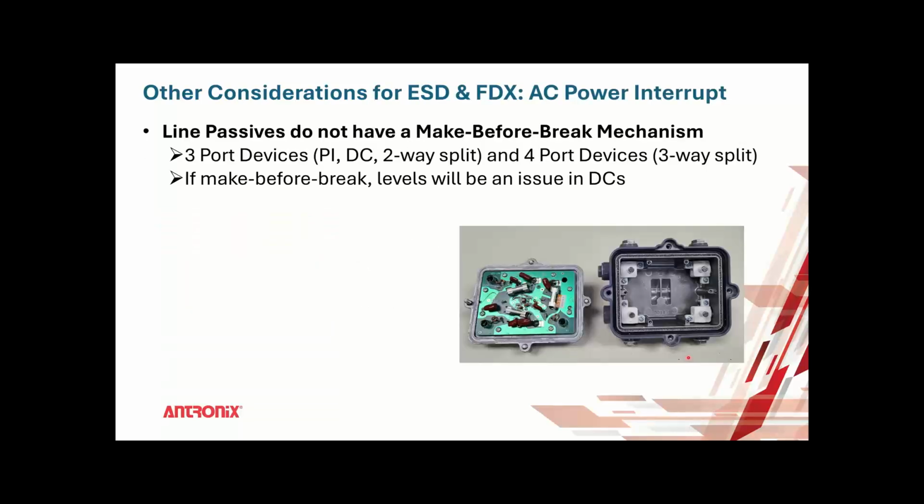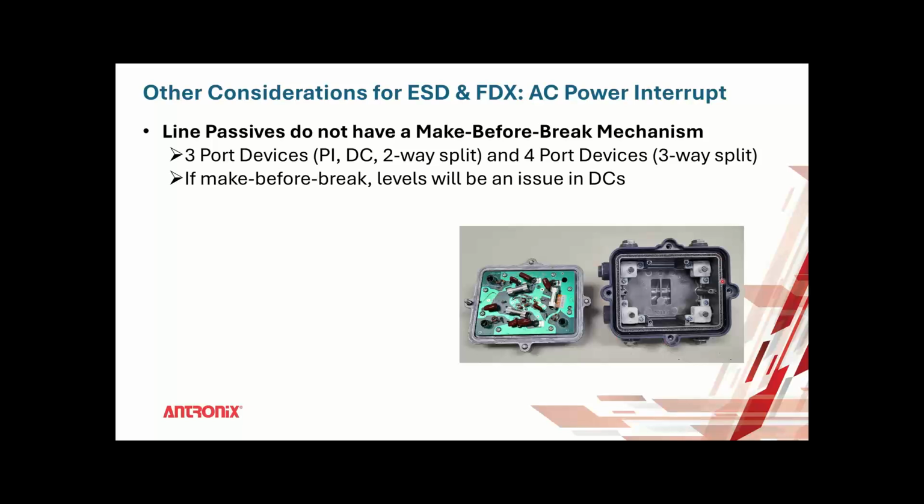Other products, line passives. So typically line passives, to keep in mind, do not have a make before break. These are 3-port devices or 4-port devices. So they could be a power inserter, directional coupler, 2-way splitter, and it could be a 4-port device, which is a 3-way splitter. So you have 1 input, 3 outputs. So it could be a 4-port device.